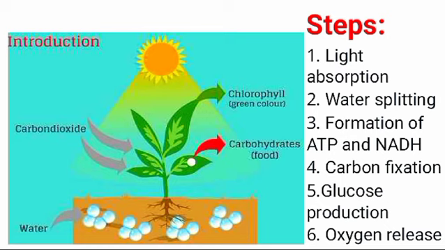Glucose and other carbohydrates are synthesized from the product of the Calvin cycle, and then after these steps, oxygen is released into the atmosphere as a byproduct of water splitting.